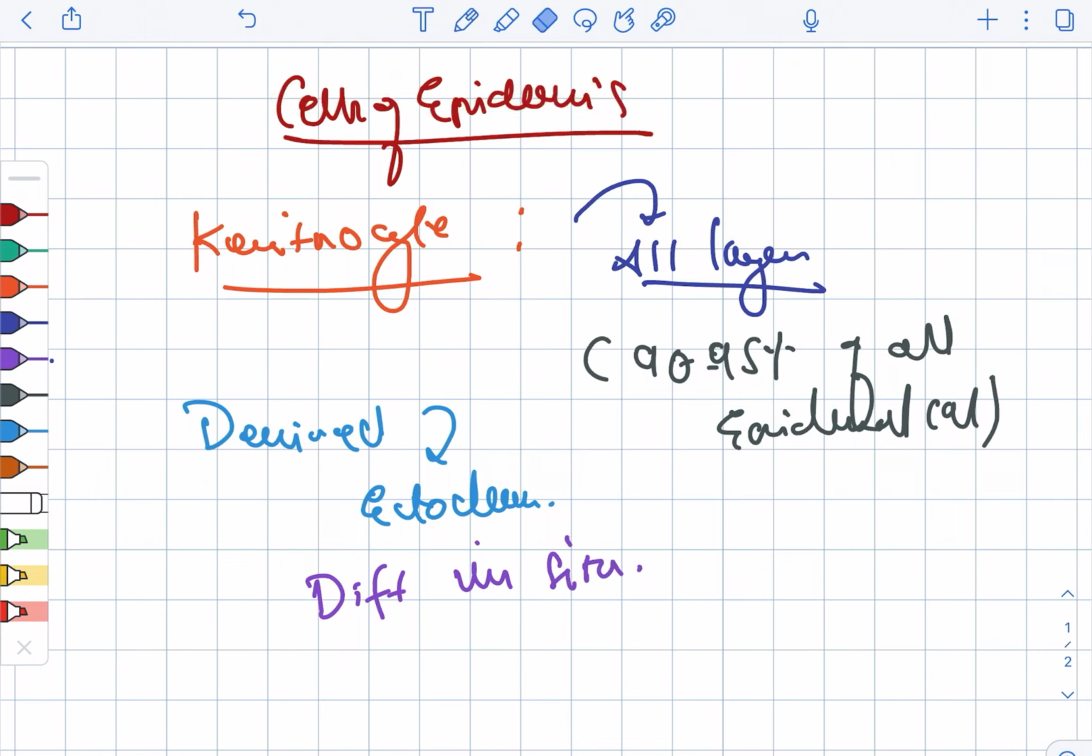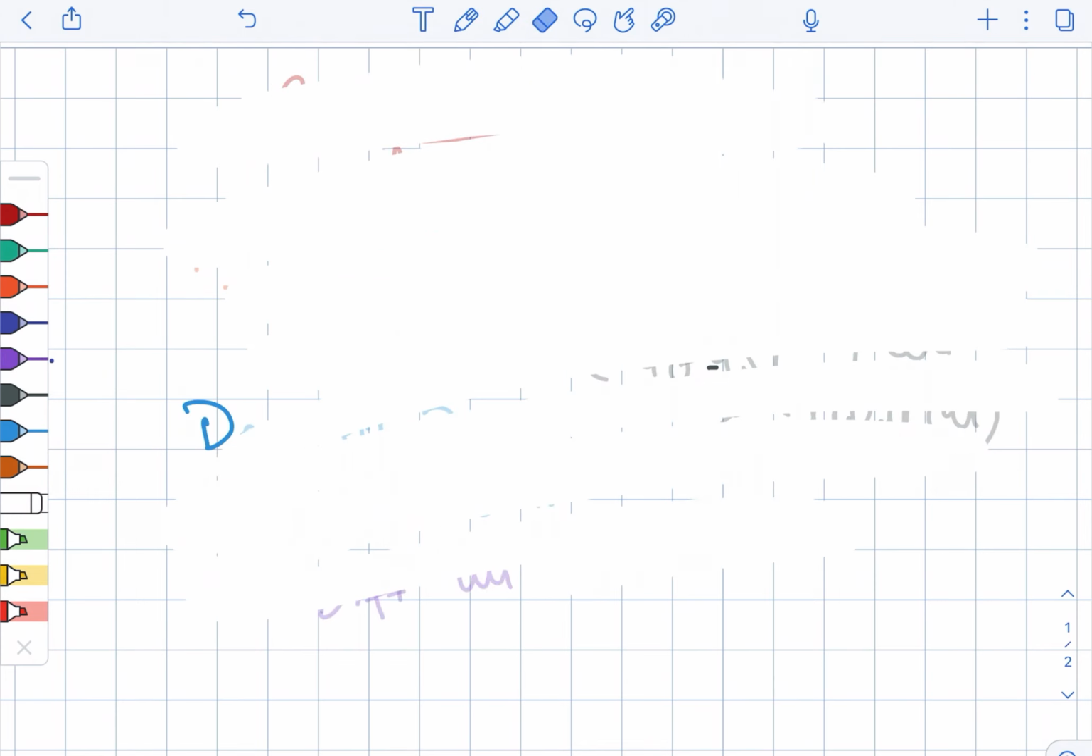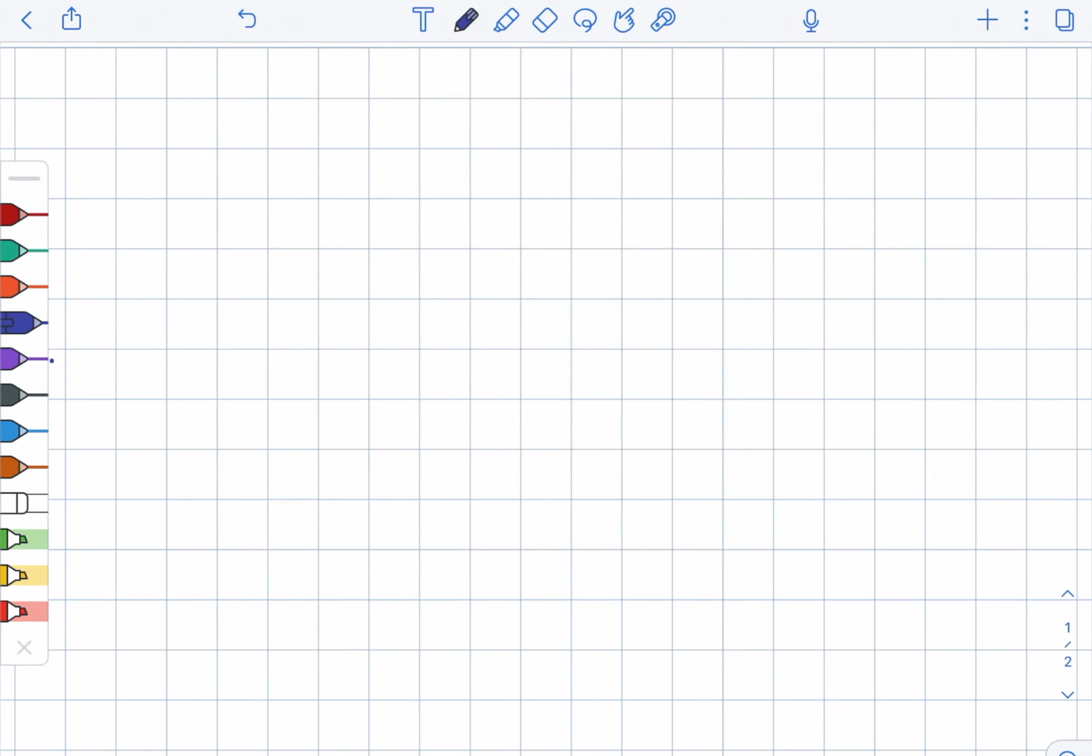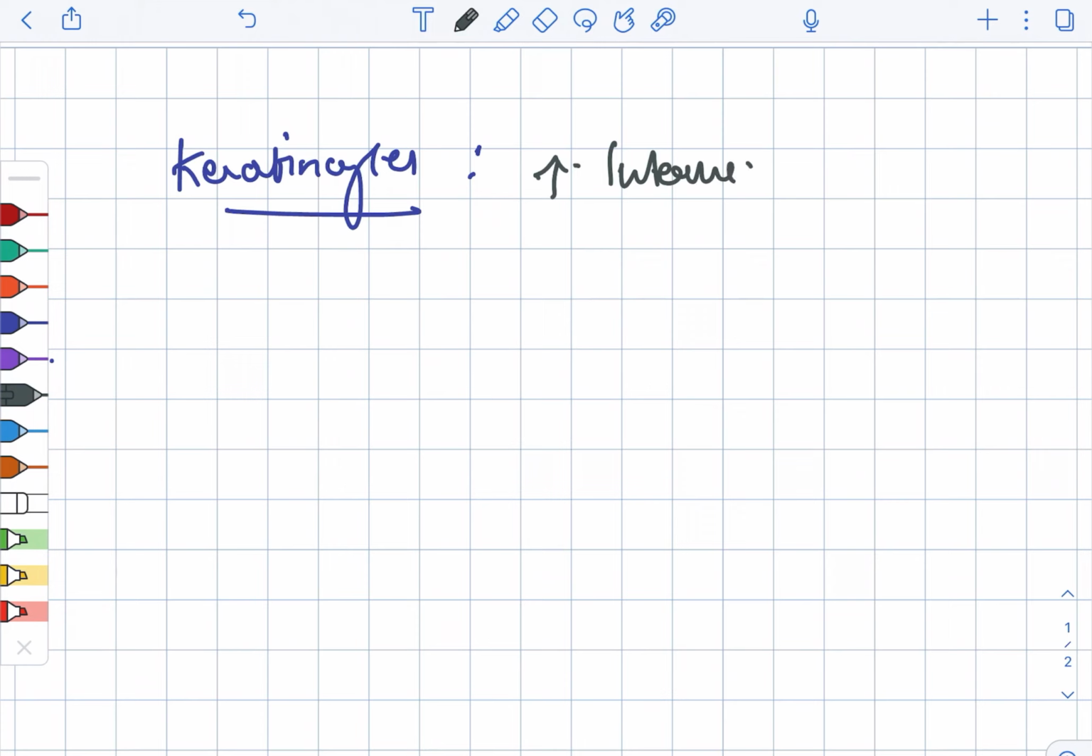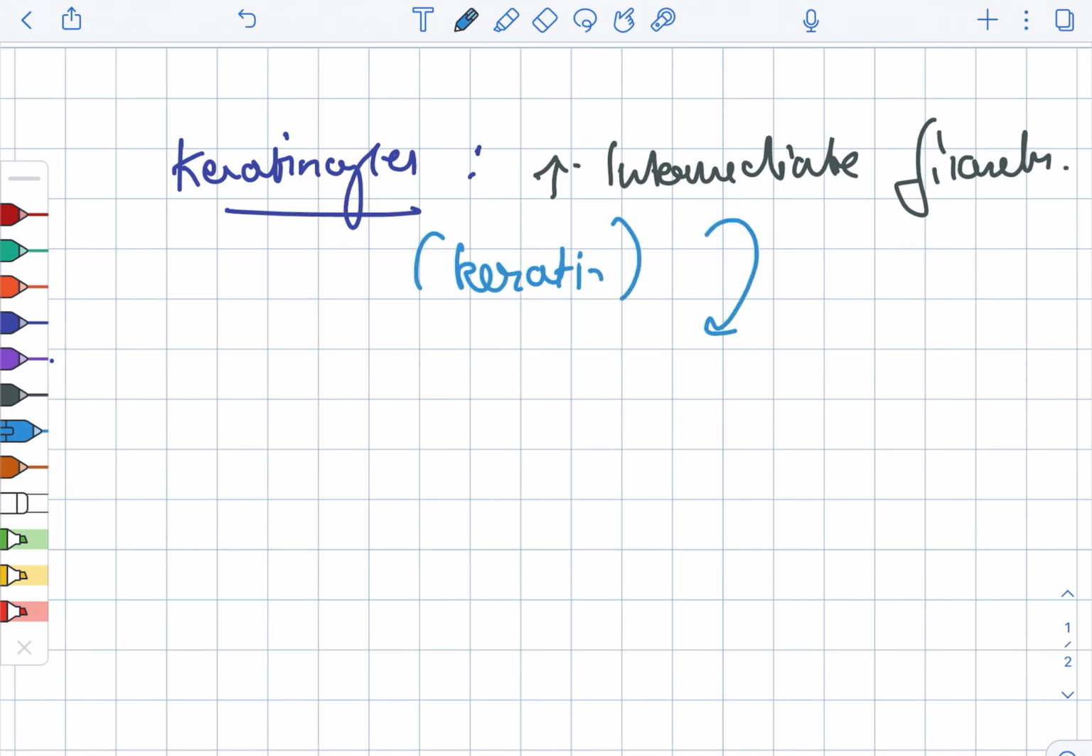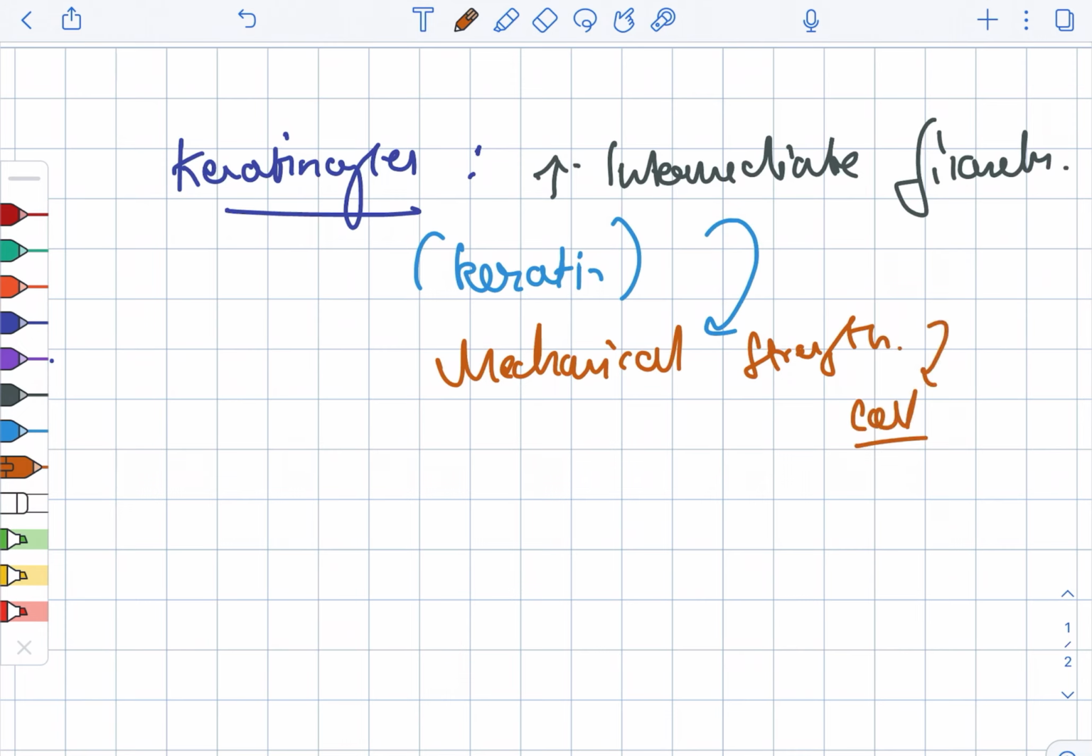Now looking at the characteristic features of the keratinocyte. So here the keratinocytes are rich in the intermediate filaments, and they are known as the keratin. And what it does, it provides mechanical strength to the cell.